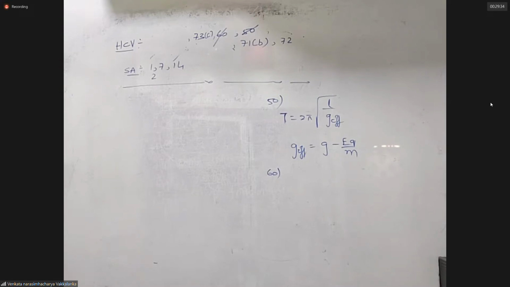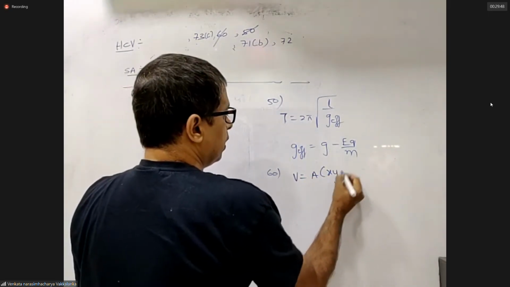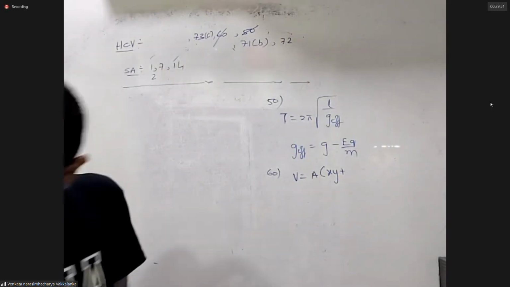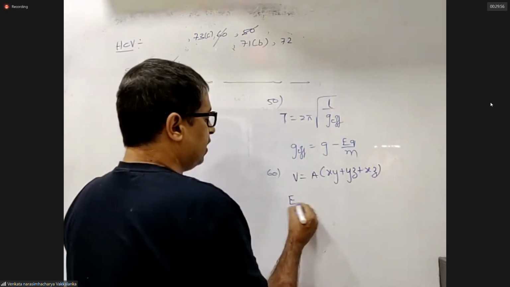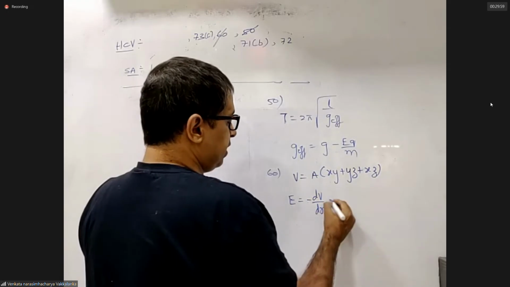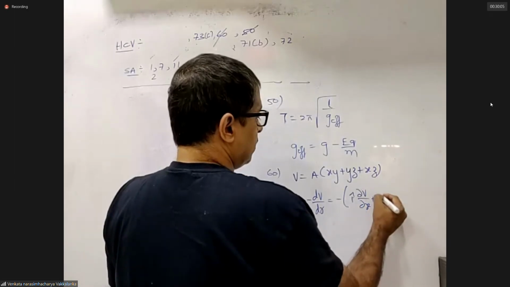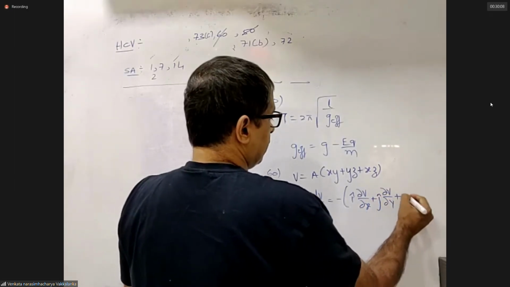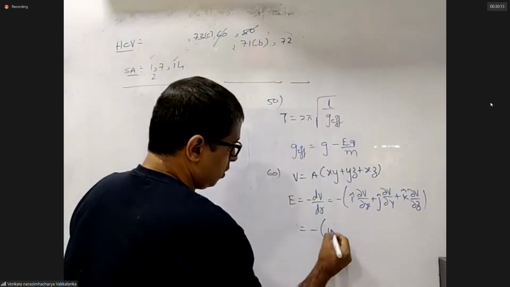Question 60, B part only. Find the expression for the electric field. What potential is given? V is A into XY plus YZ plus XZ. Field is minus dV by dr, minus of I cap del V by del X plus J cap del V by del Y plus K cap del V by del Z.